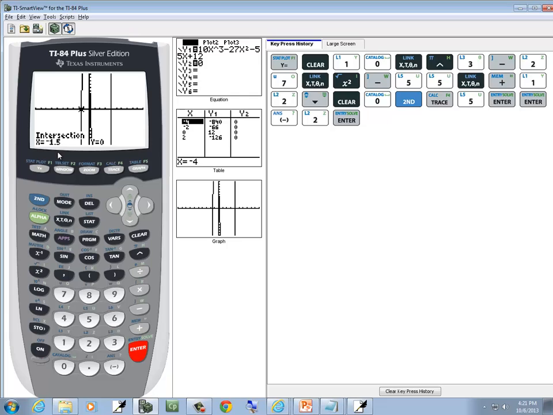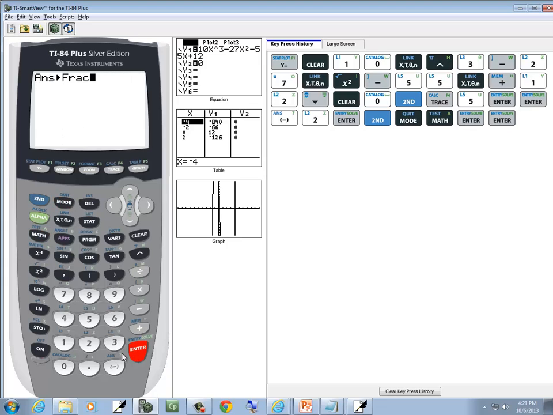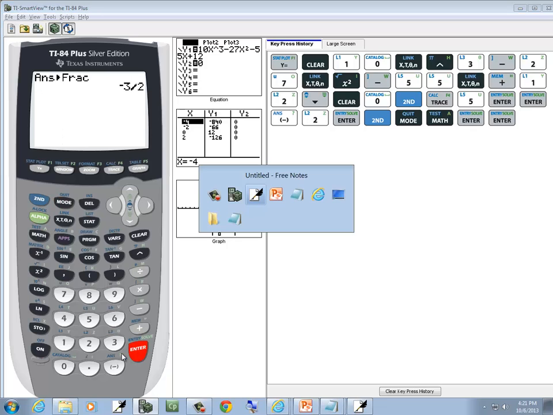Now this is a pretty easy fraction to see, but let's say it wasn't so easy. Whenever you come up with decimals, you want to exit out, so you do second mode, and then you press math, enter, enter. And we see our first answer is negative 3/2.